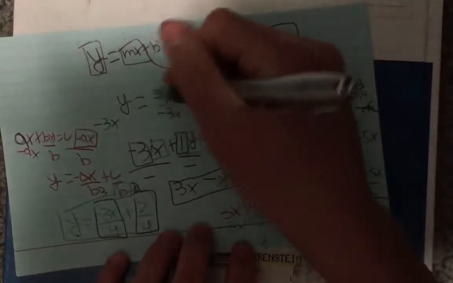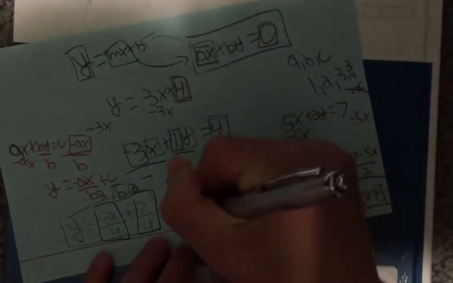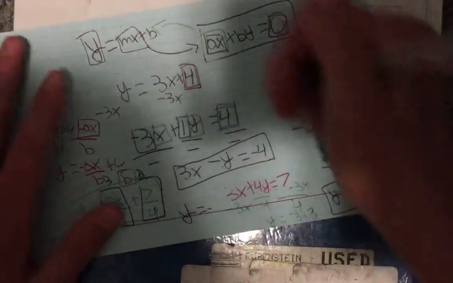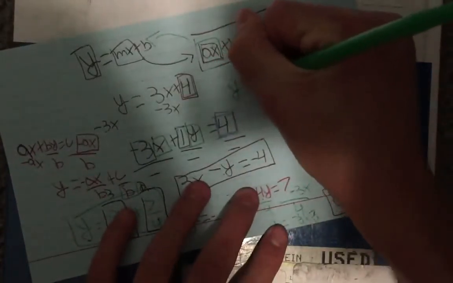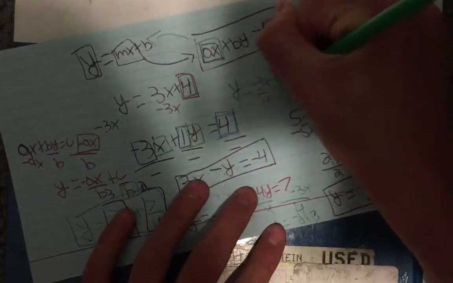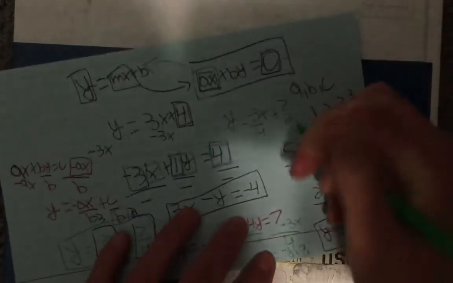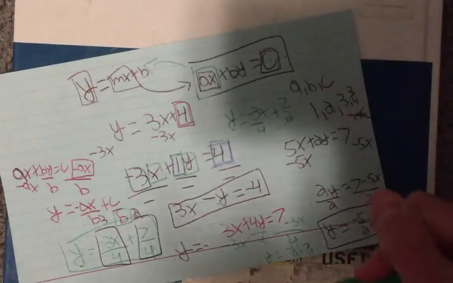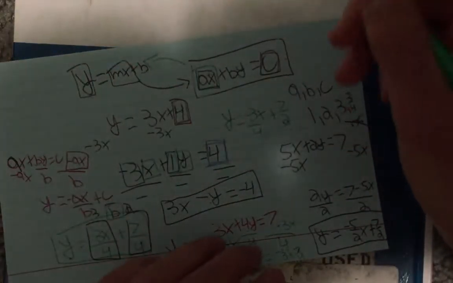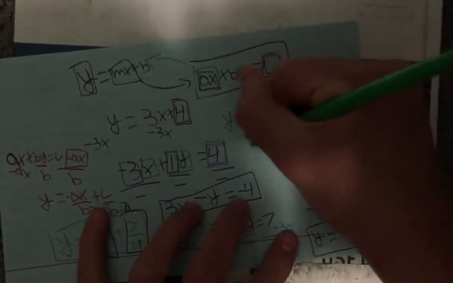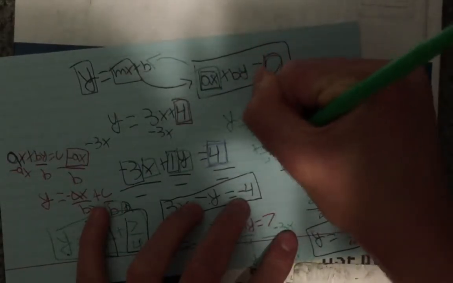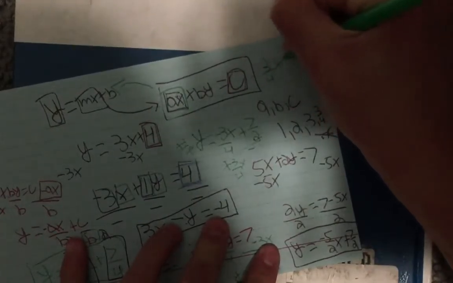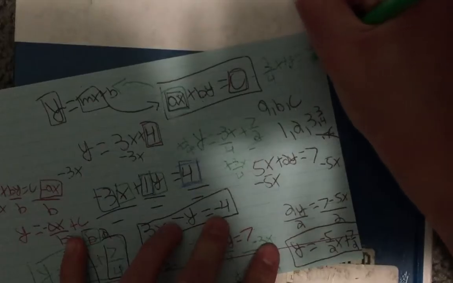So for example, let me go back to this. Y equals negative 3x over 4 plus 7 over 2. You see how those two have different b's? But if I were to change that into the standard form equation, plus 3 over 4x on both sides, 3 over 4x plus y equals 7 over 2.